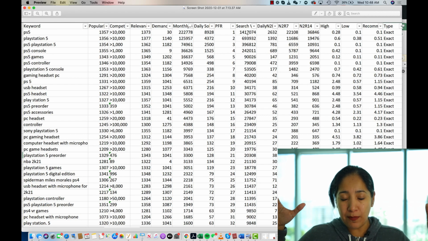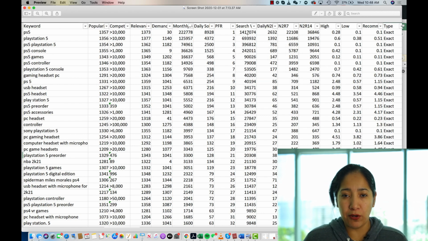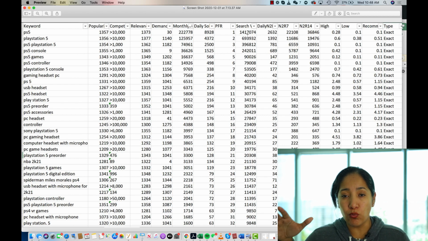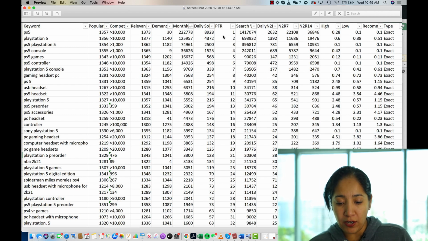And then the metric that rules them all is called PFR, or purchase frequency rank, and it's a metric that was coined by my good friend and partner Howard Tai, who created this metric. That shows the actual sales and which keywords are making the real deal, the sales on Amazon. That's the metric shown right here in the PFR column.